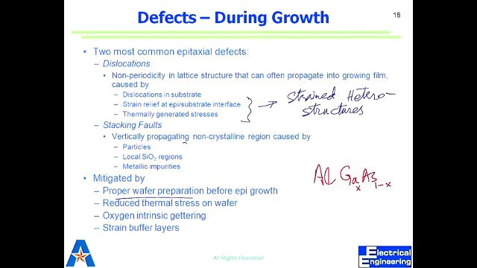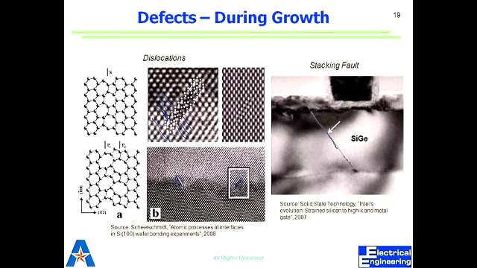And strain buffer layers. We provide these buffer layers which would sort of buffer or take away the strain from those layers. And those are real things. You can visibly see them. These dislocations physically show up.